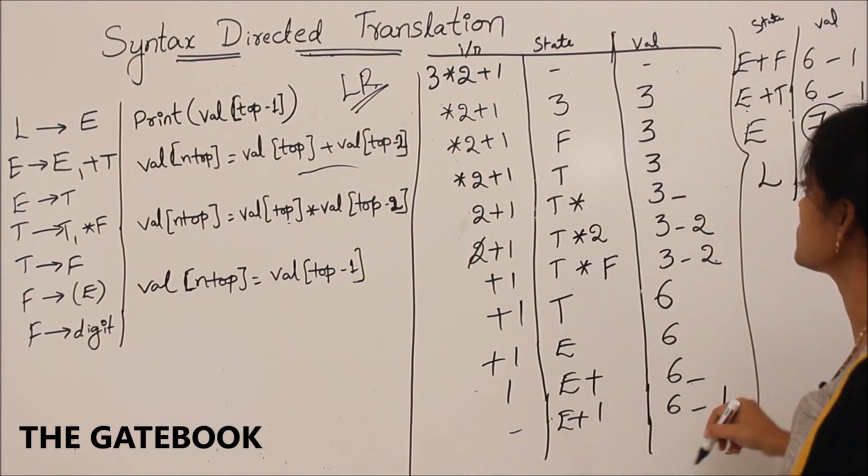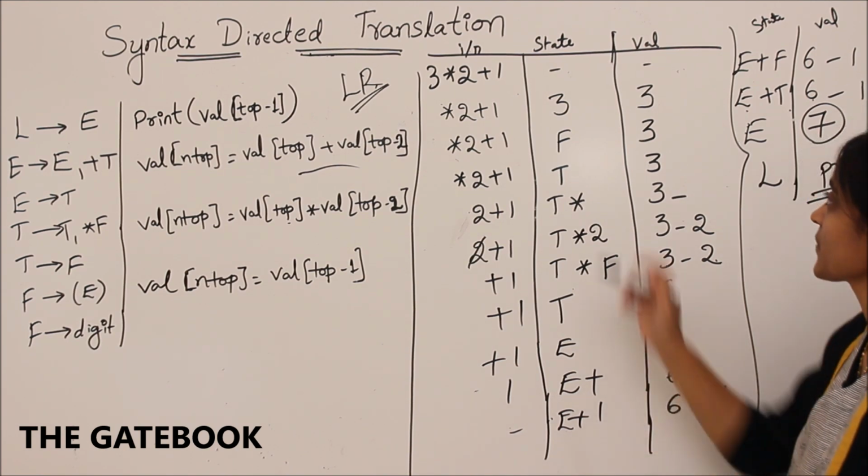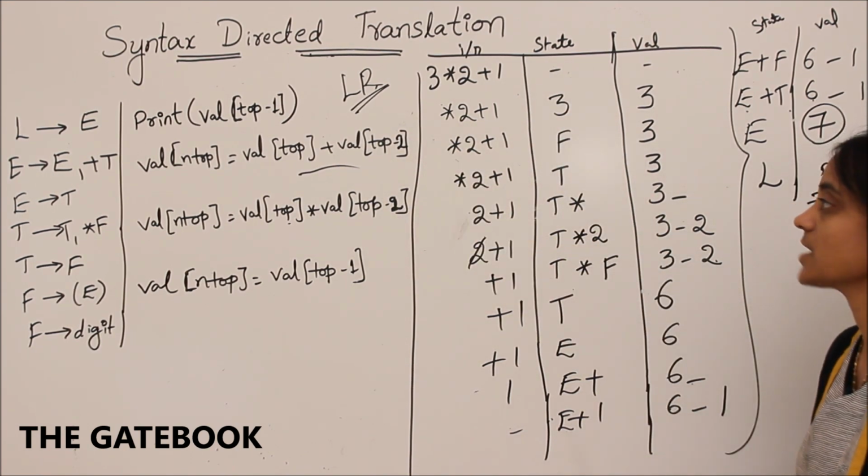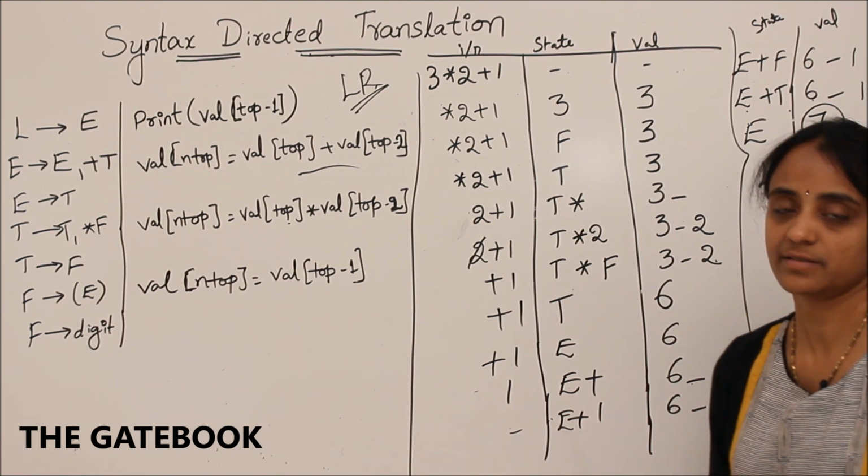That is how we use an extra stack to evaluate the attributes as part of the parser construction itself.